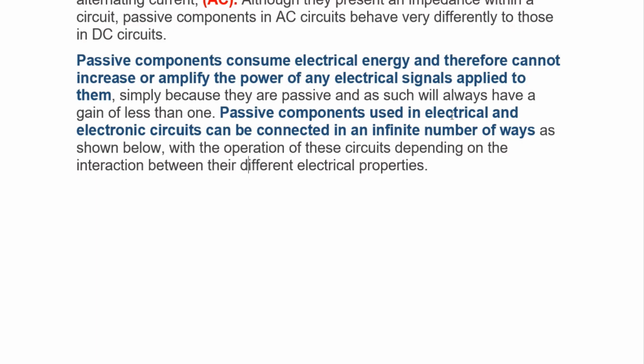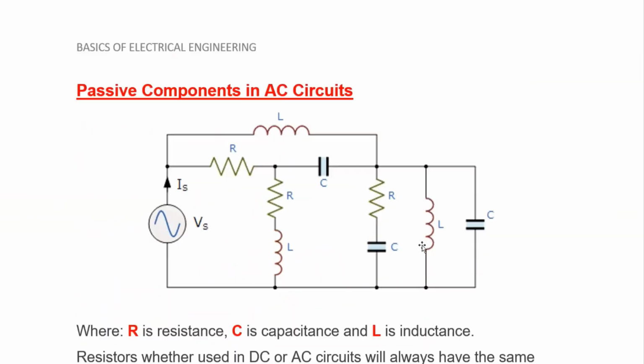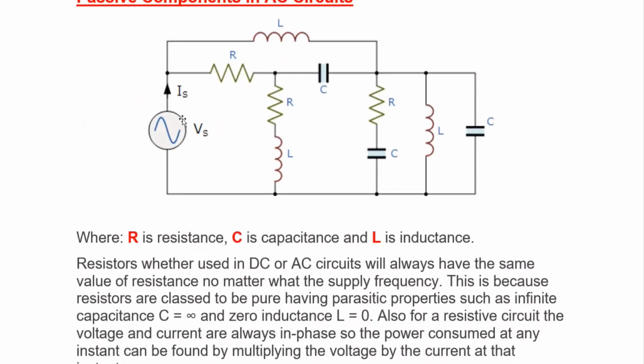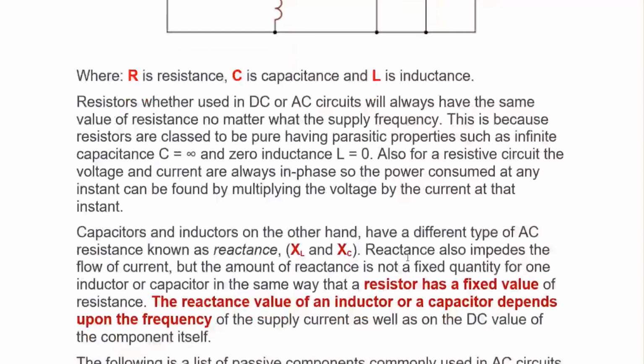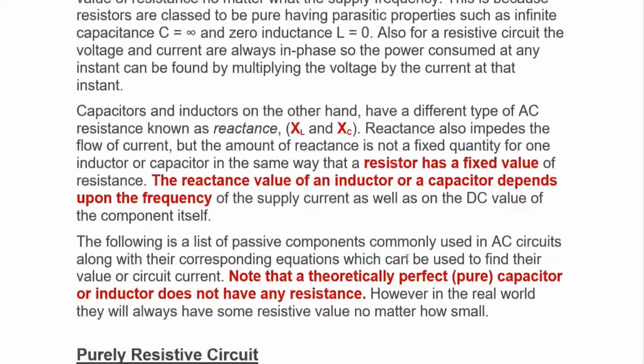Passive components used in electrical circuits can be connected in an infinite number of ways. There could be several ways or fashions in which they can be connected. Here is a particular way. This Vs is the source of alternating current and it is causing Is in the circuit. Is is the current caused in the circuit because of that source voltage Vs.